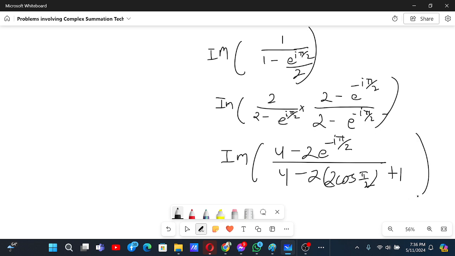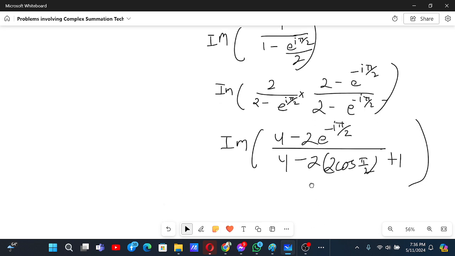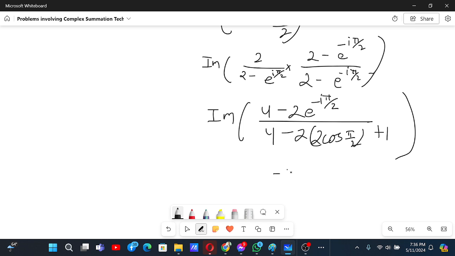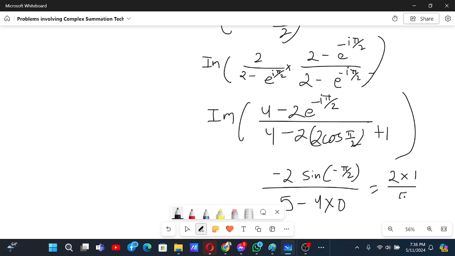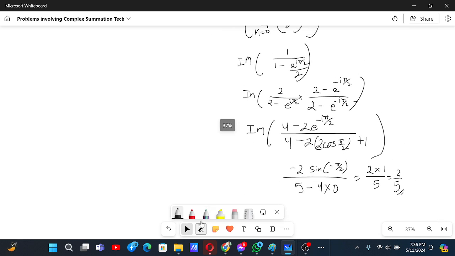Now just find the imaginary part from the numerator. The imaginary part from the numerator will just be minus 2 sine of minus pi by 2, and the denominator is just 5 minus 4 times 0. Now this is 2 times 1 by 5. This is just 2 by 5. Okay, so I think this is the answer.